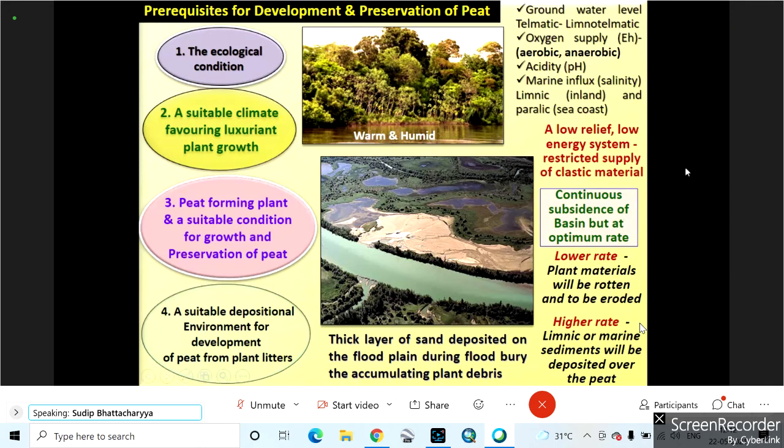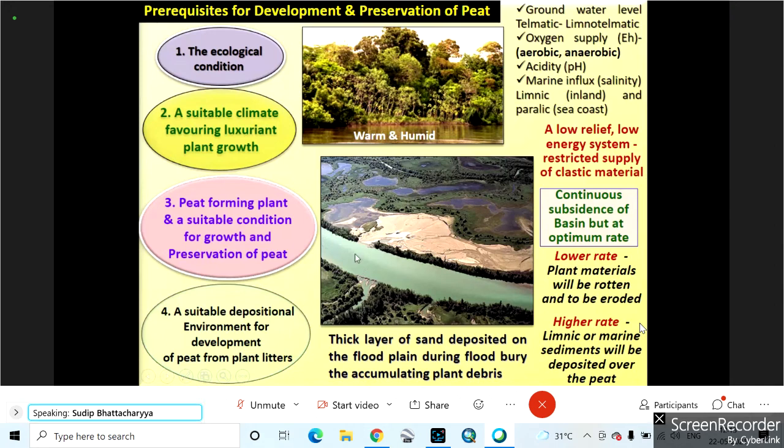This is the coal forming environment. All the things are written over here, and I am not going to use those. Just see the diagram. Two diagrams are given. One shows a warm, humid climate with luxuriant growth of vegetation, and another shows a river and channel, interchannel, or overbank system. The river is in between, with overbank deposits, full of low and tall vegetation.